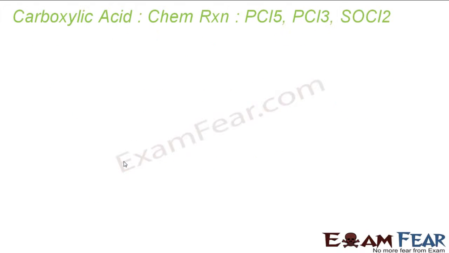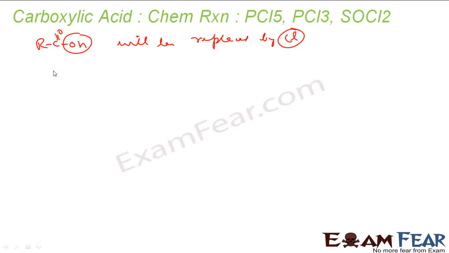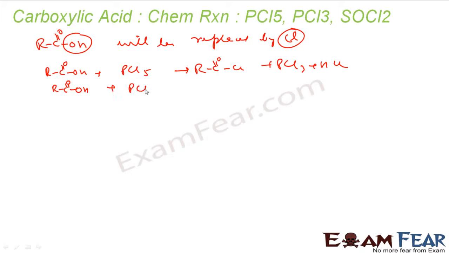The next is my reaction with PCl5, PCl3, SOCl2. If you see the OH group of my RCOOH, this group will be replaced by chlorine. We have seen this kind of reaction earlier. If I have RCOOH react with PCl5, what I get is RCOCl, PCl3, and HCl.